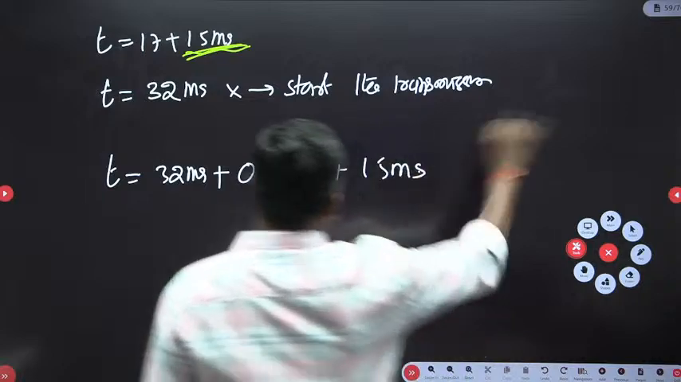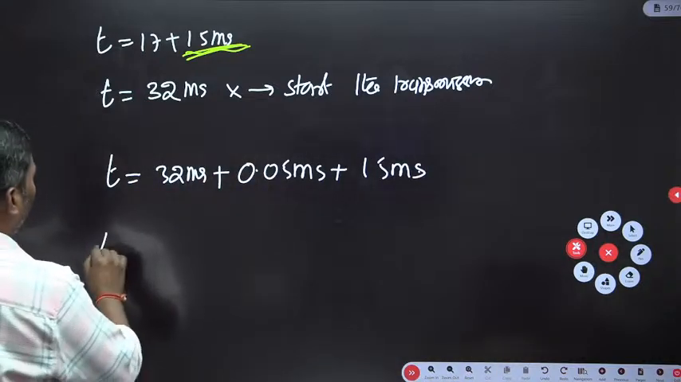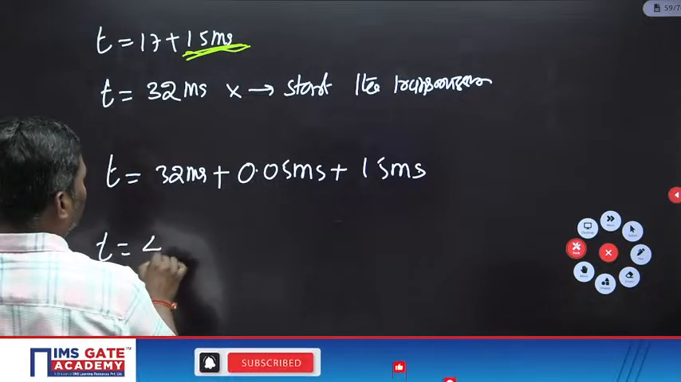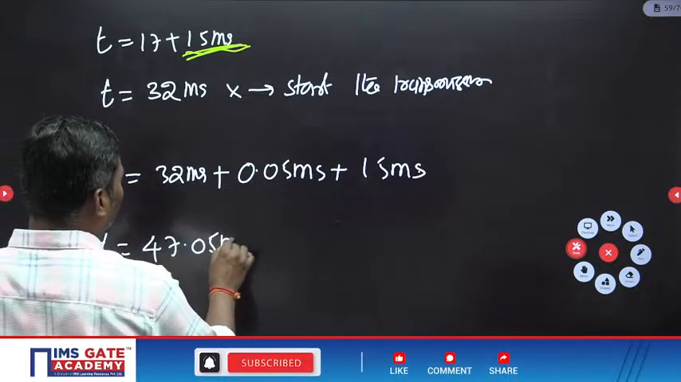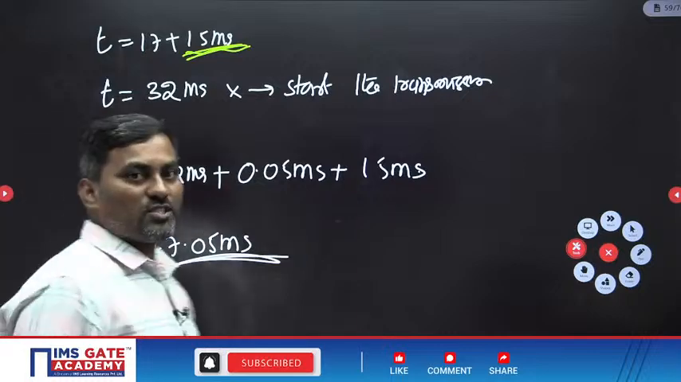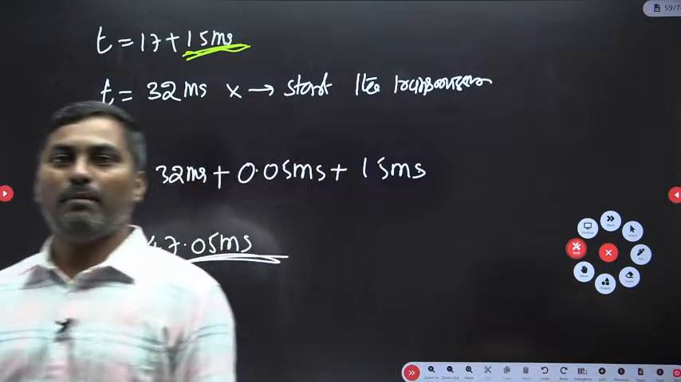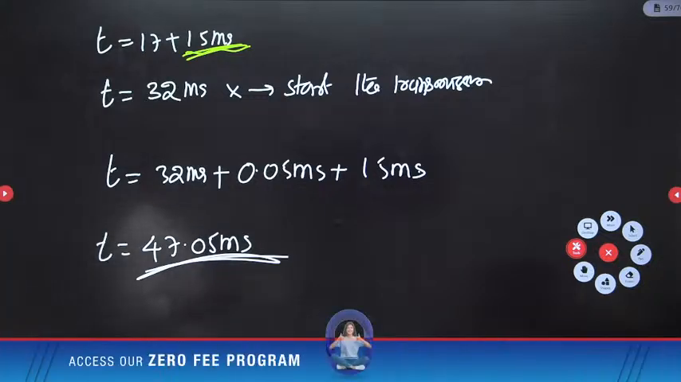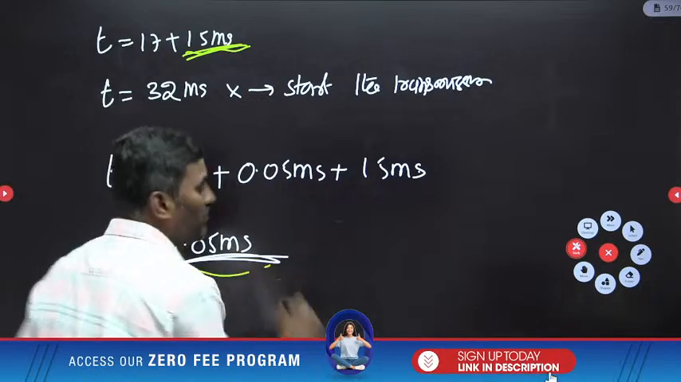Now after the 0.05 milliseconds of transmission, propagation is what? 15 milliseconds. At time t, 32 plus 15, 47.05 milliseconds. So the packet successfully reached or not? Am I right, all of you? Yes, 47.05 milliseconds. Very good. This way you should observe it.